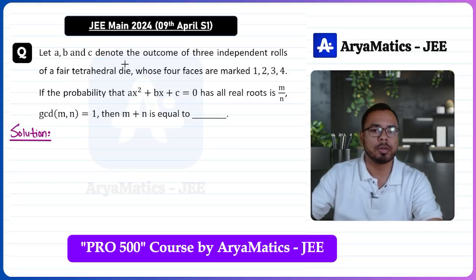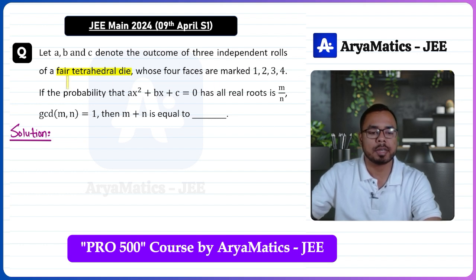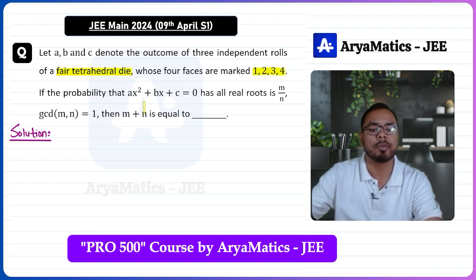Let ABC denote the outcome of three independent rolls of a fair tetrahedral die. Tetrahedral die means you have four faces, and fair tetrahedral die means that the chance of getting each face is the same, and the different faces are marked with 1, 2, 3, and 4.